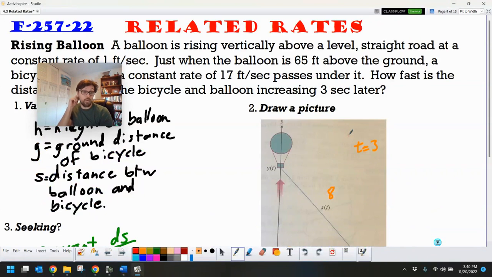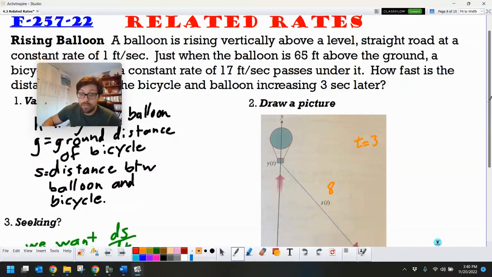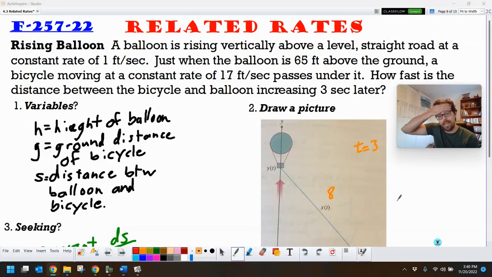Holy crap, I have a whole nother one. I thought that was the last one.